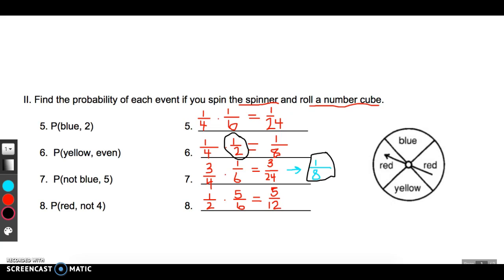For number 7, I had to simplify my final answer because I ended with 3 out of 24, which simplifies to 1/8. And then for the last one, I had 1/2 chance of landing on red, and then 5 out of 6 chances of rolling a number that was not 4, which gives me a probability of 5/12. So at this point, I think you are ready to move on to your final challenge. We have a couple extra resources for you if you think you want to practice a little bit more. But in a nutshell, that is how you can find the compound probability of two events that are independent of each other.